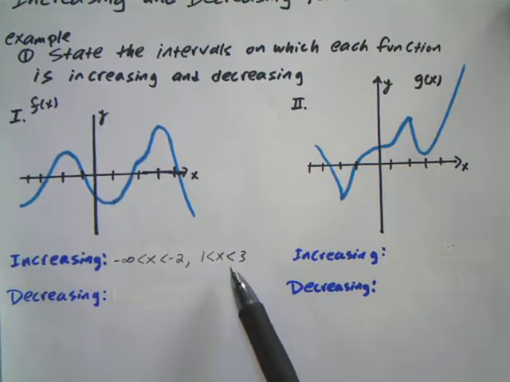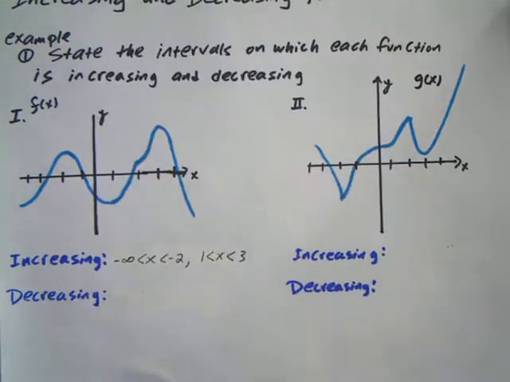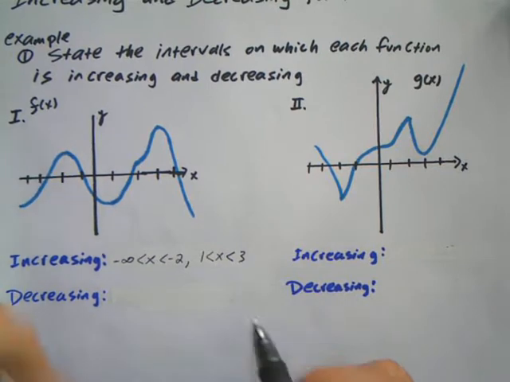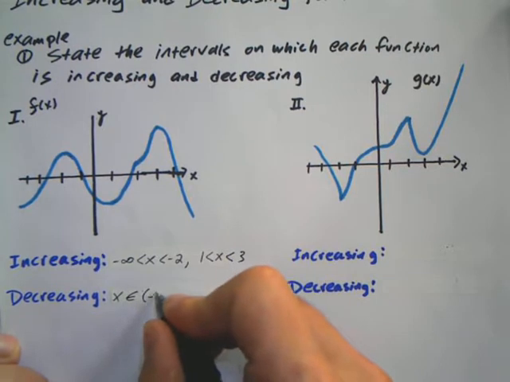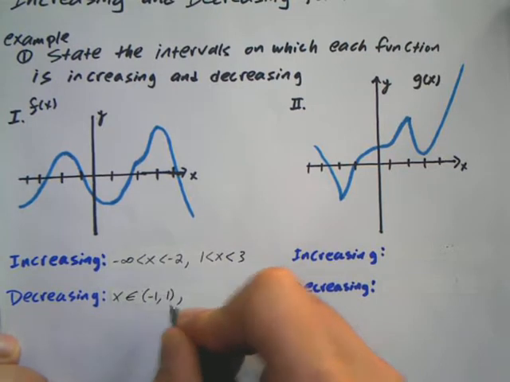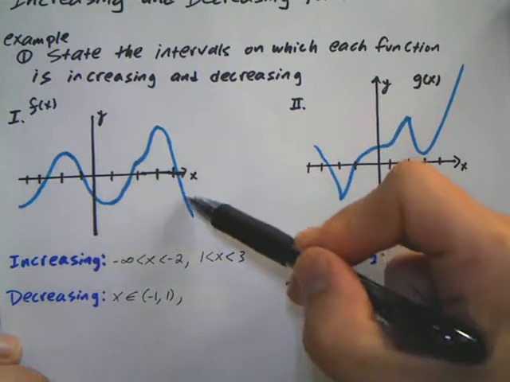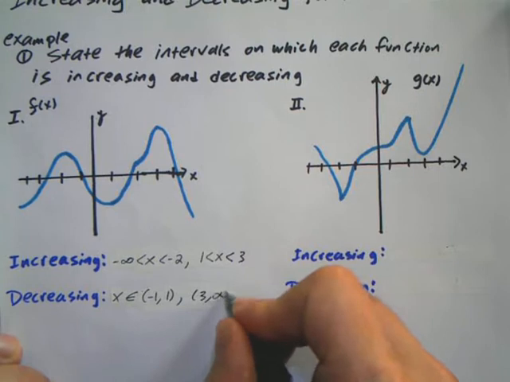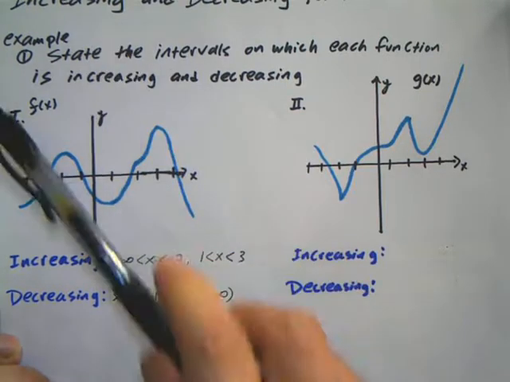For decreasing, I'm going to switch over to the fancier mathematical notation with the element. Decreasing, it's going to be from negative 1 to positive 1. So we're going to say x is an element of negative 1 to positive 1. And then it also looks like it's decreasing from 3 till infinity. So from 3, infinity. That's where all these have a tangent slope, which is decreasing for those.